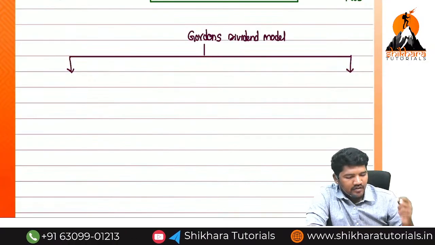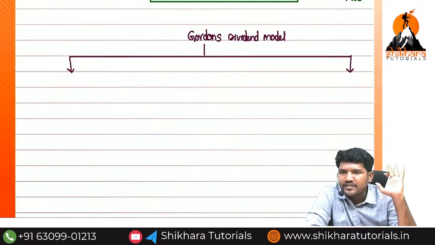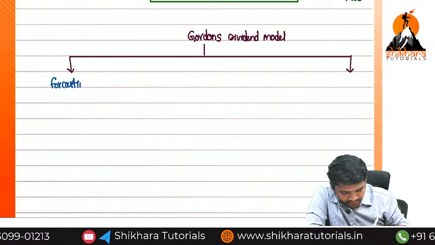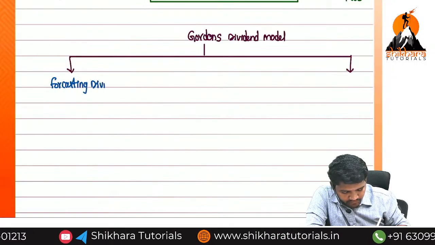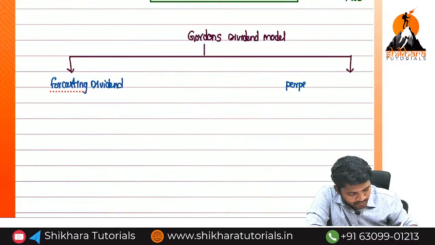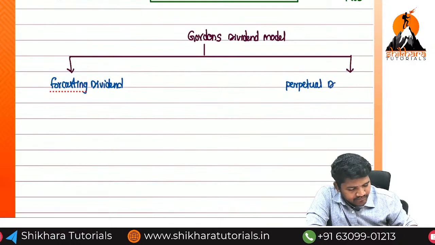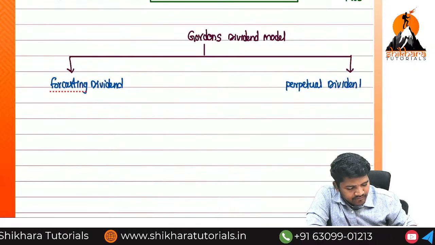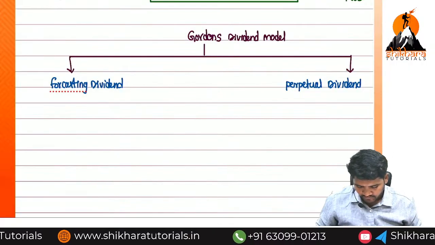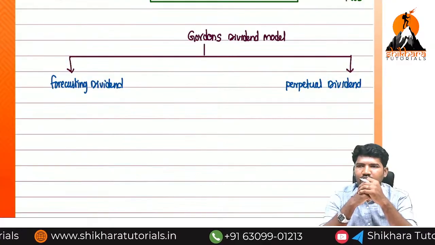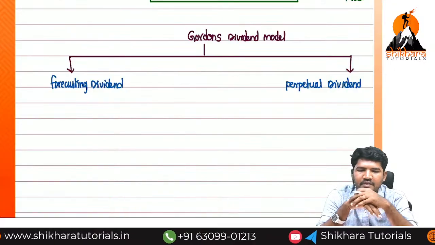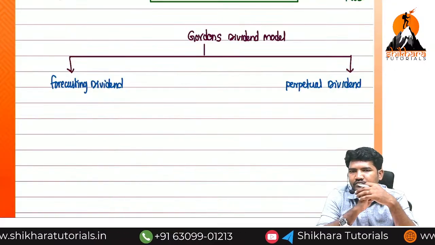As per Gordon's, we have two types of dividends: forecasting dividend and perpetual dividend. Can anyone tell me what is meant by forecasting and what is meant by perpetual?